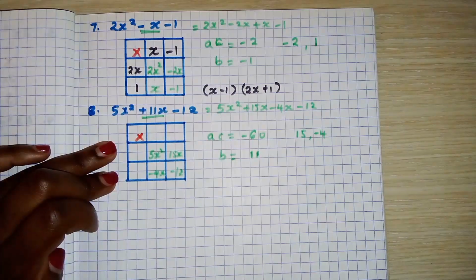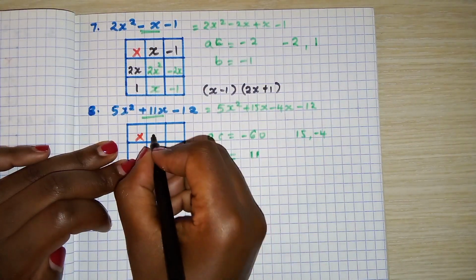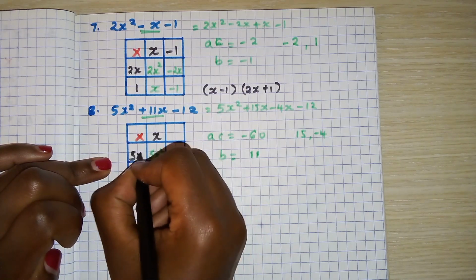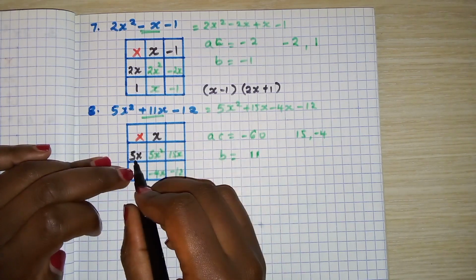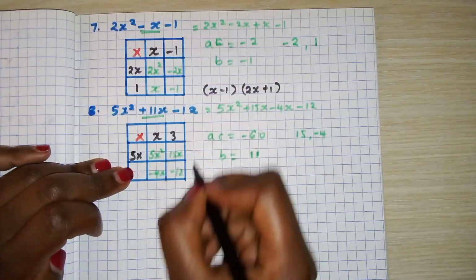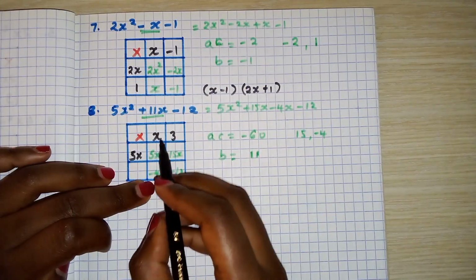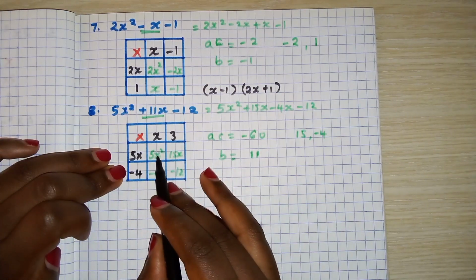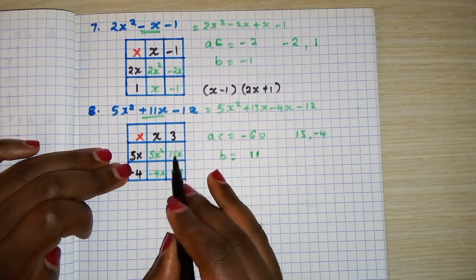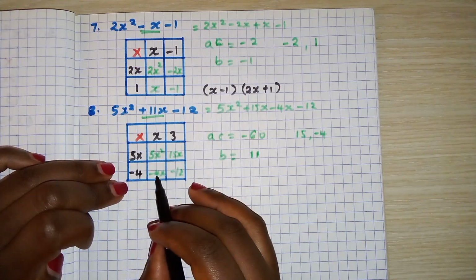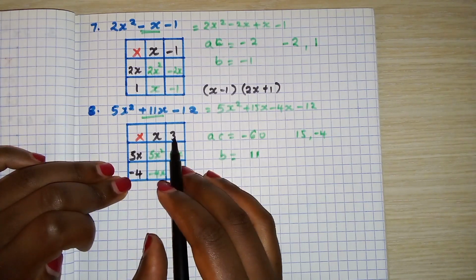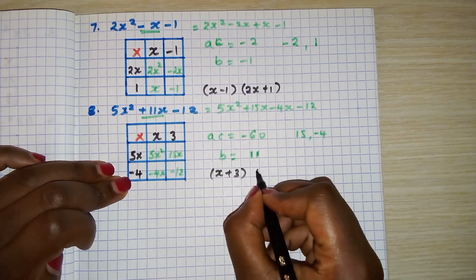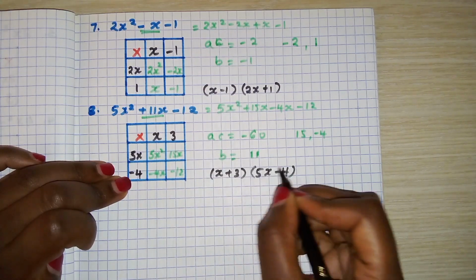So multiply. Let's find the factors. Here we write x. So 5x squared divided by x will be 5x. So 15x divided by 5x will be 3. Negative 4x divided by x will be negative 4. Let's check. 5x times x is 5x squared. 5x times 3 is 15x. Negative 4 times x is negative 4x. Negative 4 times 3 is negative 12. So x plus 3 and 5x minus 4.